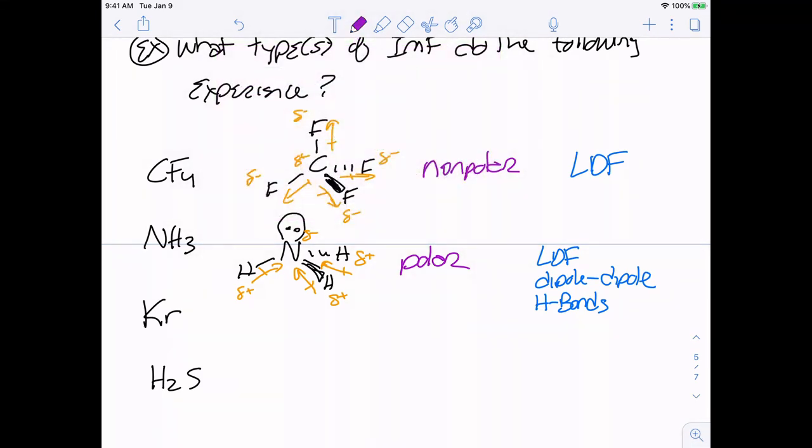Krypton is just an atom, there's nothing to draw out, right? If it's just an atom, I don't have any bonds, so it's going to be nonpolar. So if it's nonpolar, just London dispersion forces.